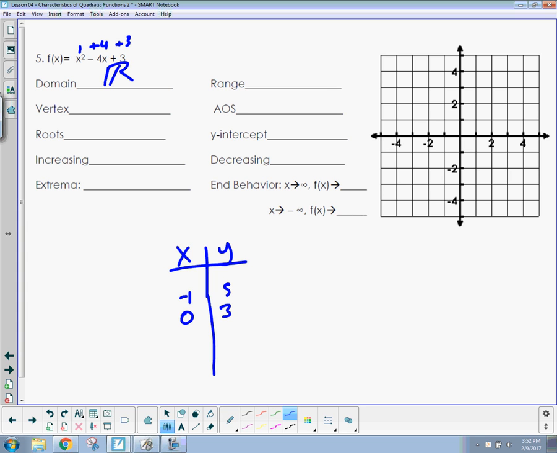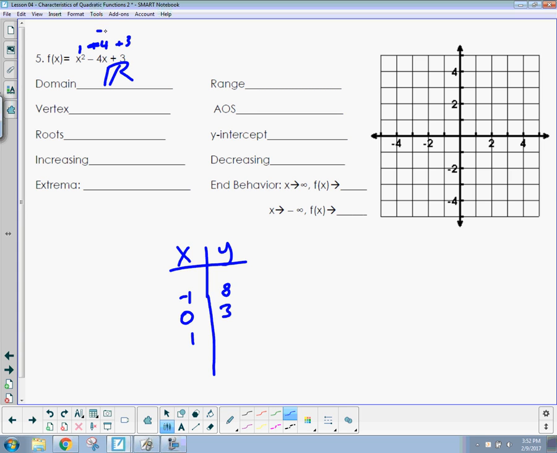Let's go to 1 and see what we get. I'll plug in 1 here. That's still a positive 1. 1 here would make that negative 4, plus 3. So negative 4 plus 3 is negative 1, plus that 1. Now we have 0.